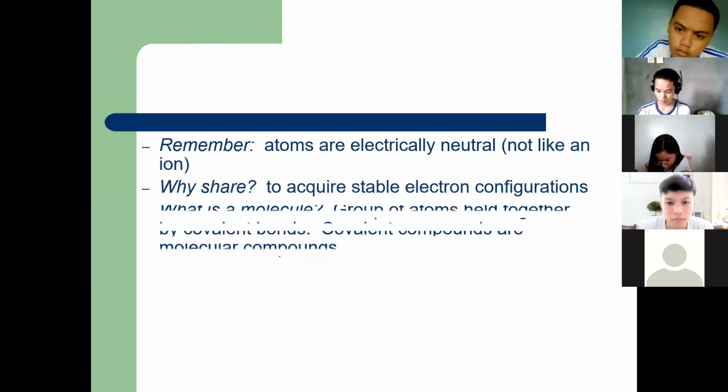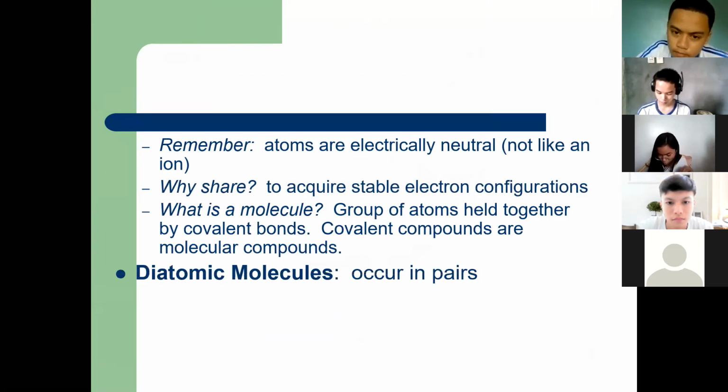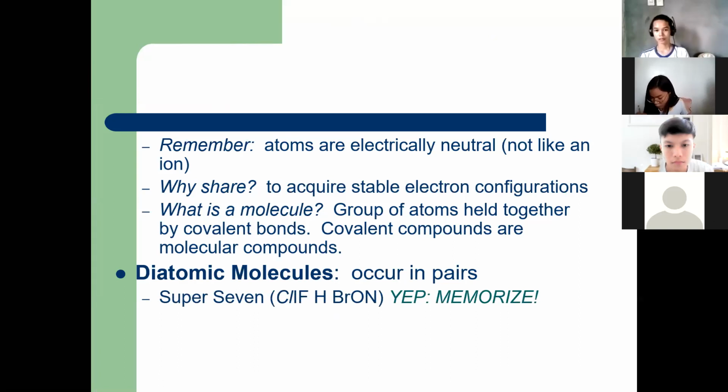Remember atoms, diatomic molecules. So these are the 7 diatomic molecules, remember this one: C-I-F-H-Br-O-N. C is chlorine, I is iodine, F is fluorine, H is hydrogen, Br is bromine, O is oxygen, and N is nitrogen. So these are the 7 diatomic molecules.